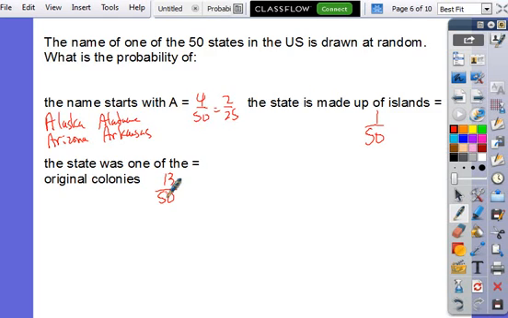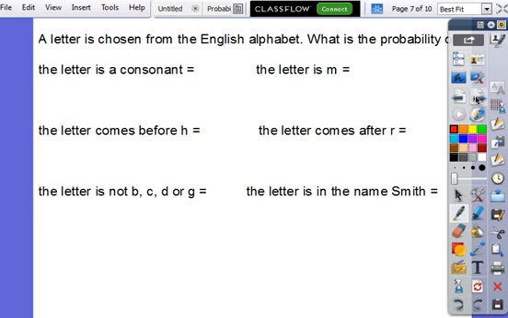All right, so letter chosen from the English alphabet. What is the probability of getting each one of these? Well, we know we've got 26 letters in the alphabet, so that's going to be my bottom. We just talked about the vowels and consonants. How many vowels do we have? 5. So that means all the rest of them have to be consonants. Well, 26 minus those 5 vowels leaves 21. We can't simplify 21 over 26, so we're done. The letter is M. Well, we've only got one M in there. So that's going to be 1 out of 26.